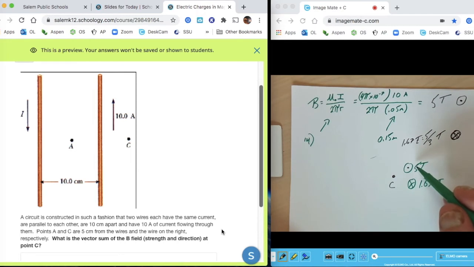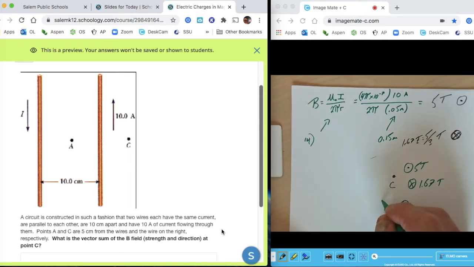And so the net field would be, well, which one's bigger? That one is. So it's going to be towards me, and it's going to be 5 minus 1.67, which is like 3.3-ish, 3.33. So I would say the net field, it's basically the sum of the B fields. The sum of the B fields is towards me with 3.33 Teslas.